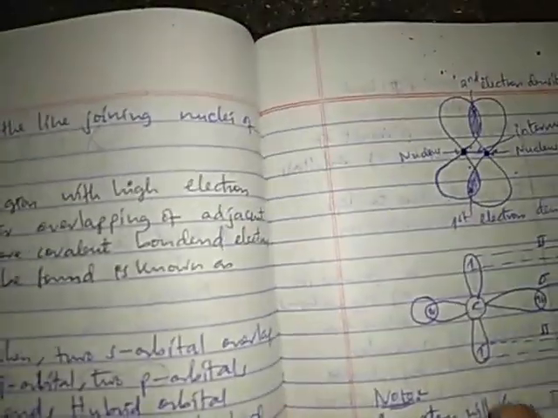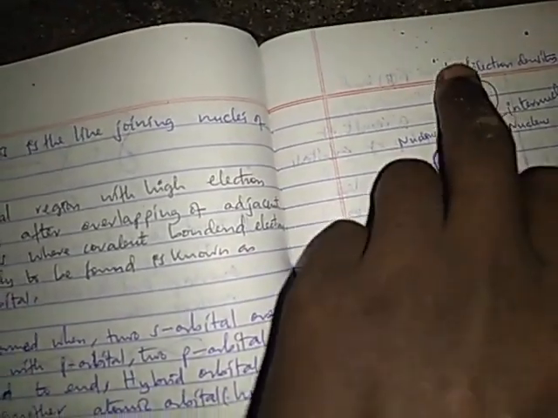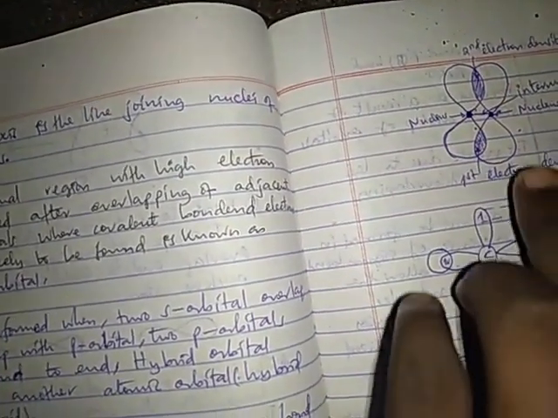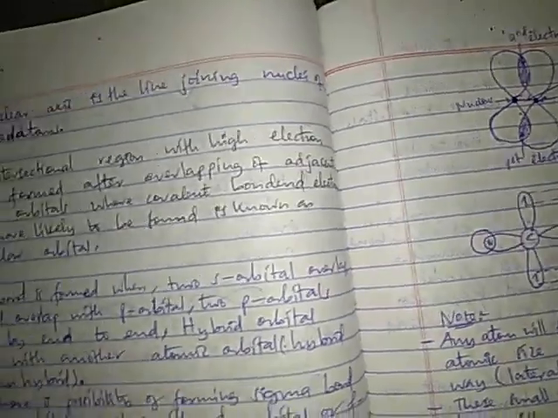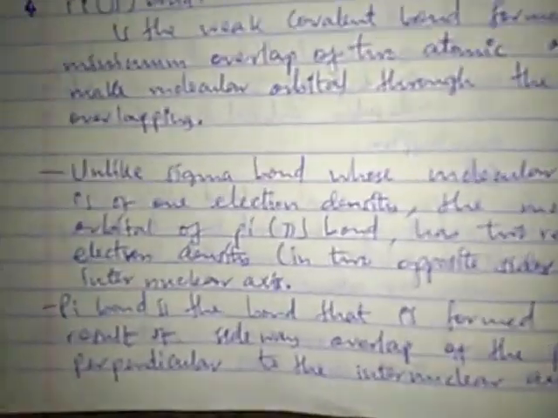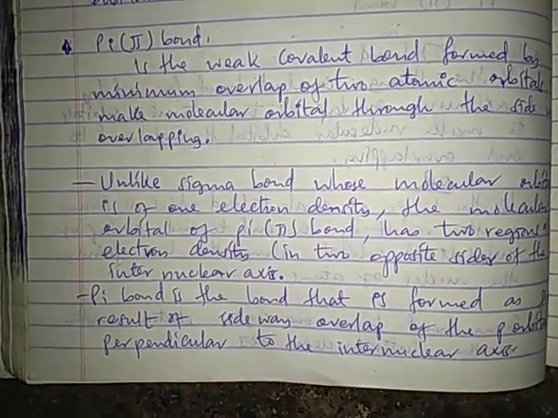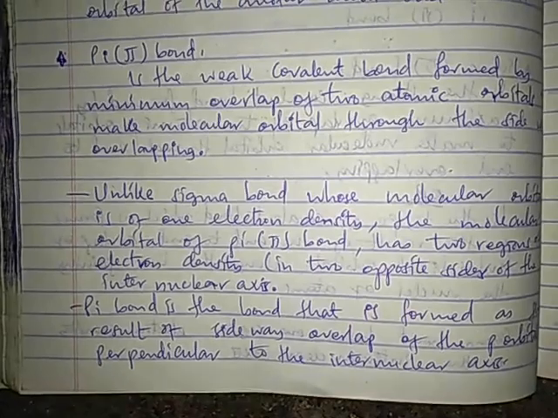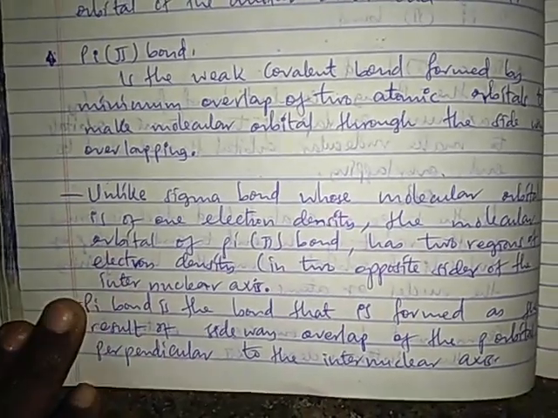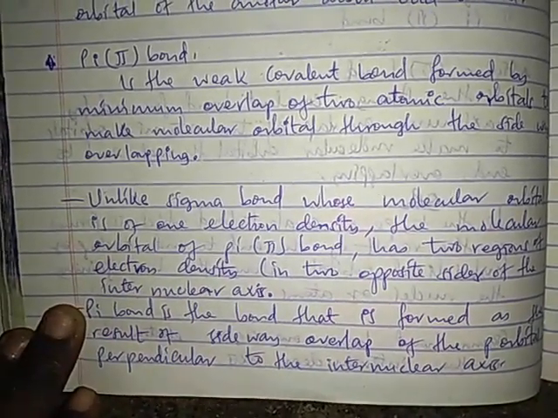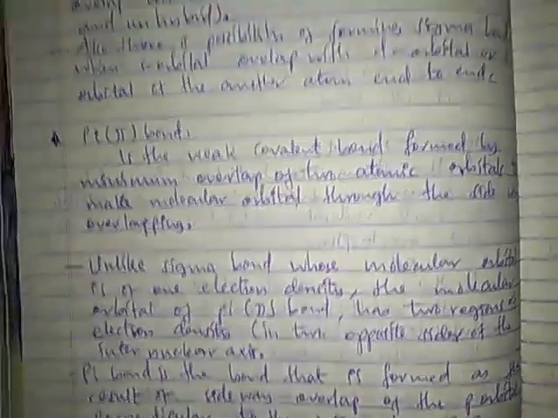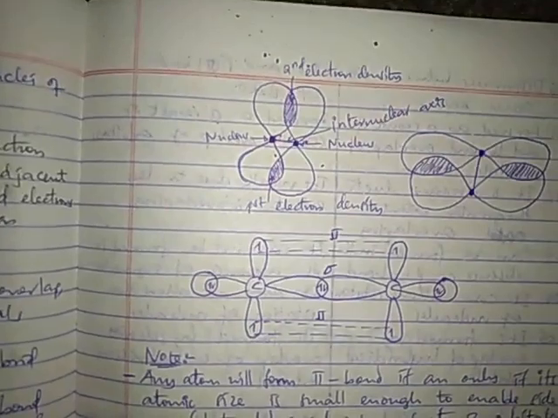As you can see in this diagram, we have two regions of electron density in the formation of the pi bond. But as we saw in the end-to-end overlap, we have only one electron density. Now, a pi bond is formed as the result of sideway overlap of p orbitals perpendicular to the internuclear axis. And this diagram illustrates the formation of the pi bond.